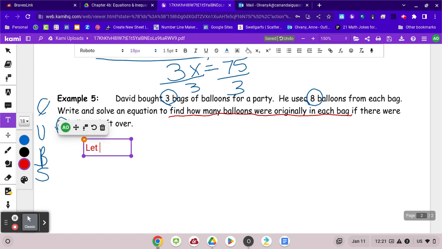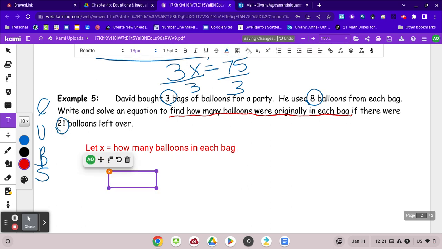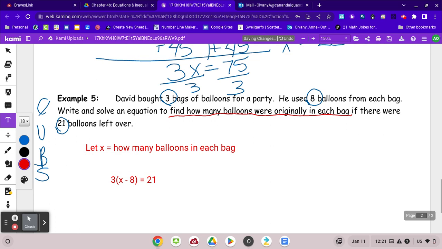You can use b, but I don't like b because it looks like a 6. I'm going to use x. Let x equal how many balloons in each bag. And then I'm going to say, all right, so I started with x balloons in each bag, and I used 8 balloons, and that happened how many times? 3. And after I did that, I got 21.